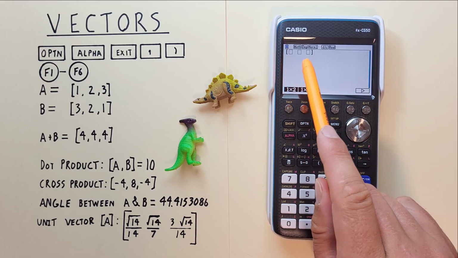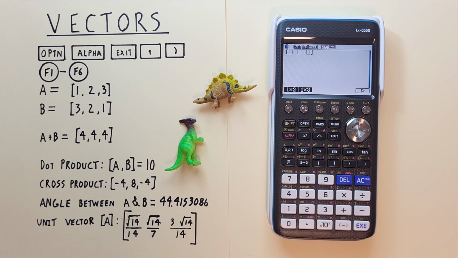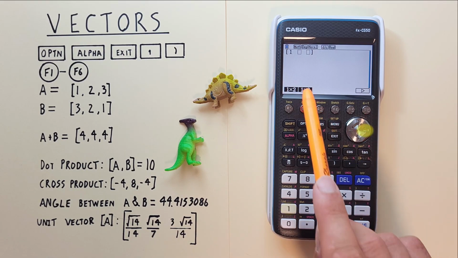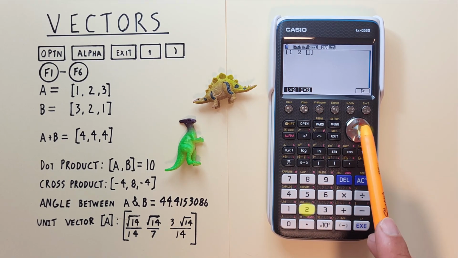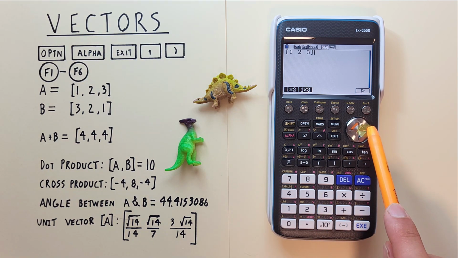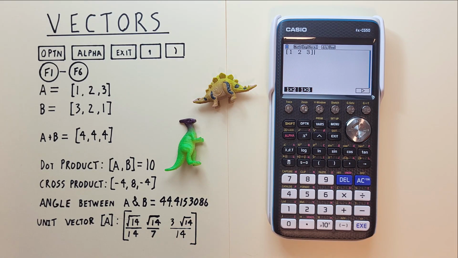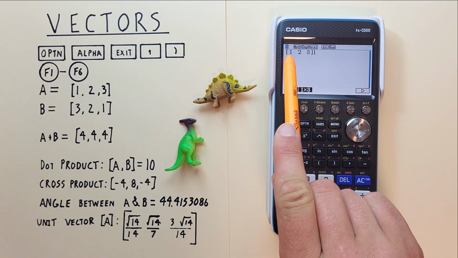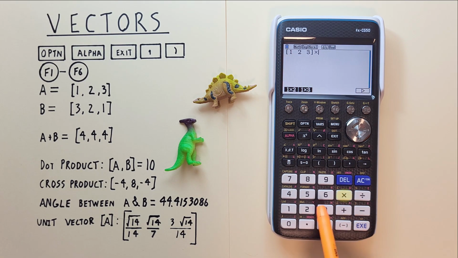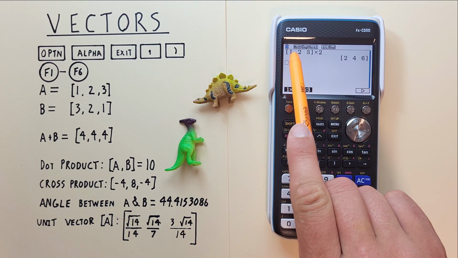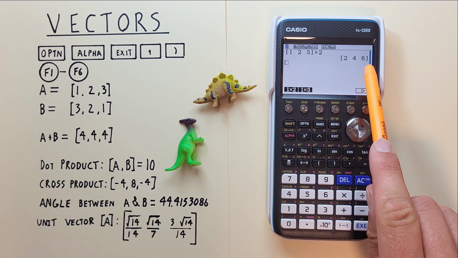And now we see 3 boxes that we can fill in. Well, we have a 1, scroll over, 2, scroll over, and 3. There we go. We've entered our first A vector. Now let's say we want to multiply this vector by 2. After we've entered it, all we have to do is times 2 and hit exe, and we see we get our vector times 2 and the result.